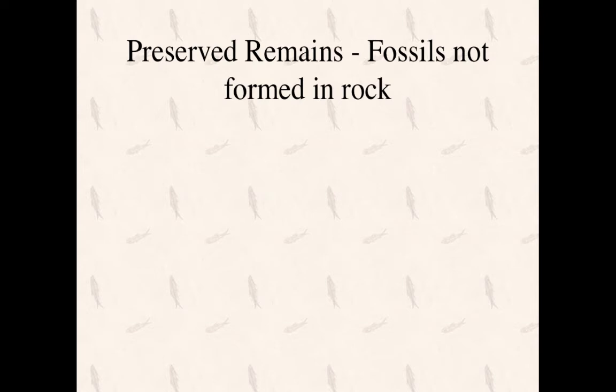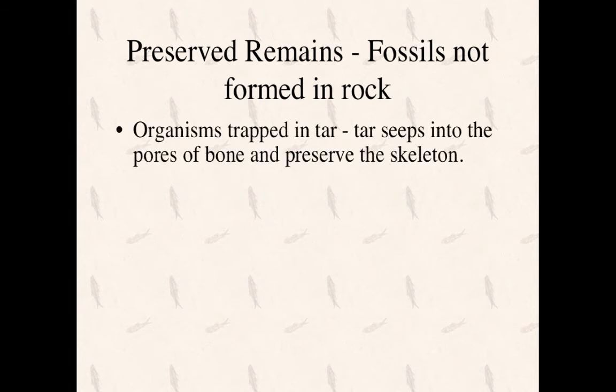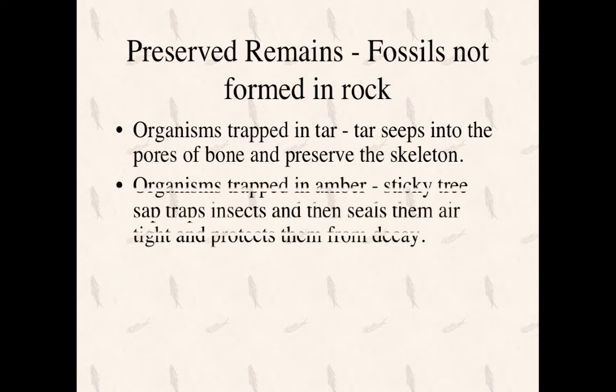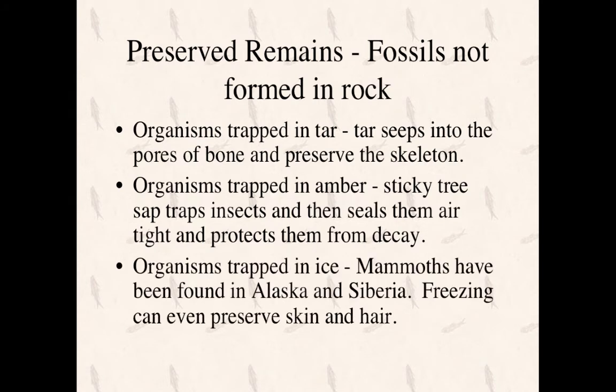Finally, we want to talk about preserved remains. These are fossils that are not formed in rock. I mentioned at the beginning that organisms can be trapped in tar. Tar seeps into the pores of the bone and preserves the skeleton. Organisms can be trapped in amber. Amber is sticky tree sap that traps insects and then seals them in an airtight environment that protects them from decay. And then also organisms can be trapped in ice. Mammoths have been found in Alaska and Siberia, and freezing has even preserved their skin and hair.